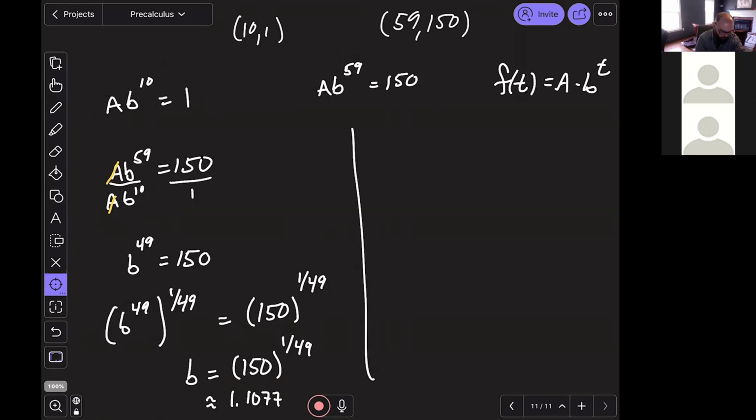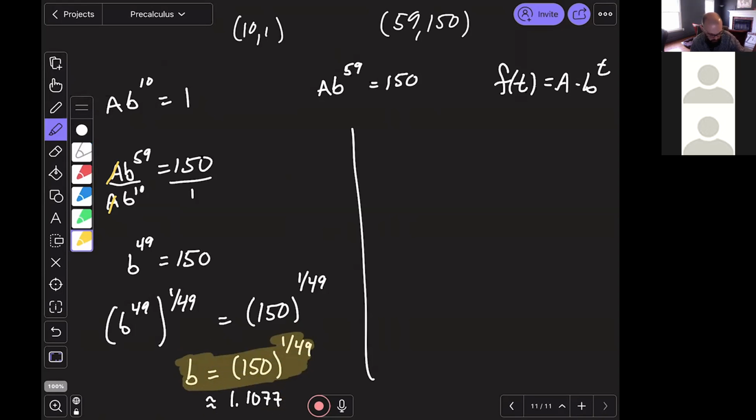So for our purposes here, I'm going to leave B as 150 to the 1 over 49. And so on WebWork, this is going to help you as well, because you don't have to worry about how many decimal places, right, if you were just to leave it like this.